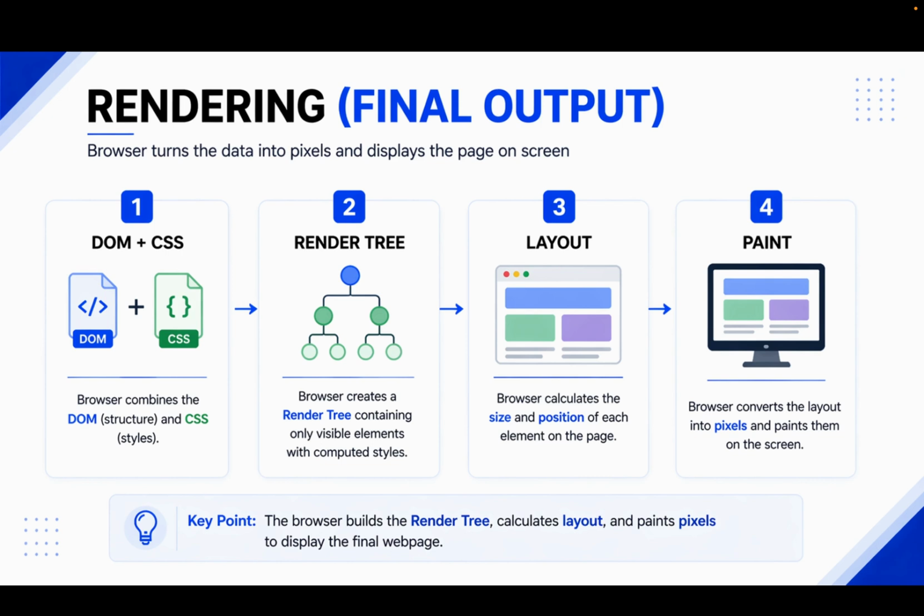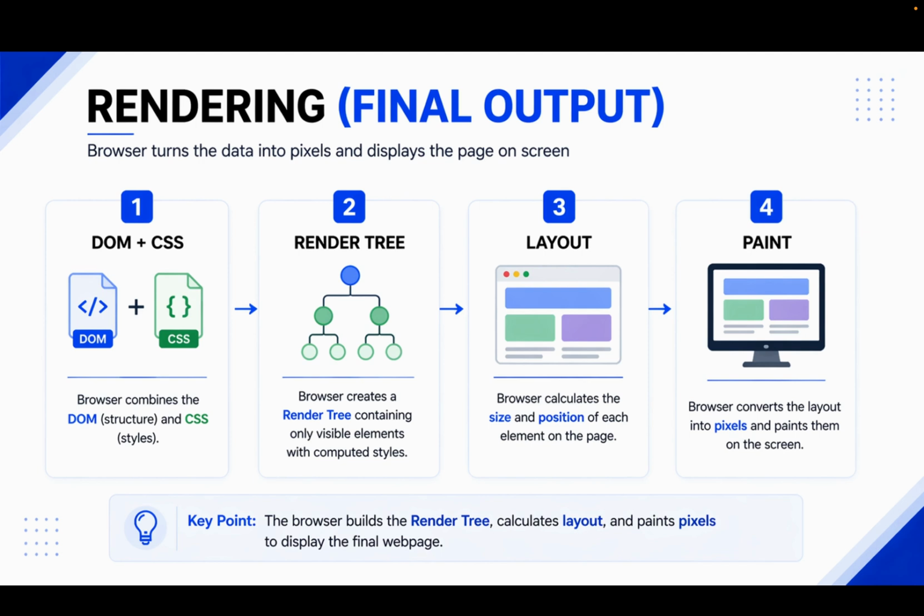Now after we have the render tree, we go to the layout phase. In the layout phase, the browser calculates the size and position of each element. When we write the CSS, we give the size, font size and all those things. In the layout process, which is the third step, we calculate all the sizes and positions of each element, so the browser can show it exactly how it is in the CSS.